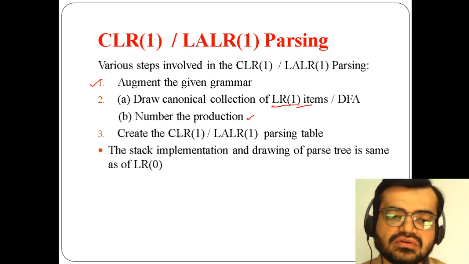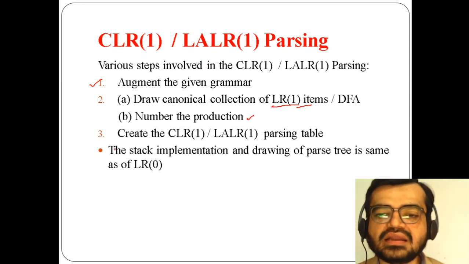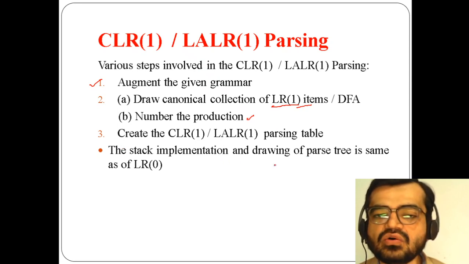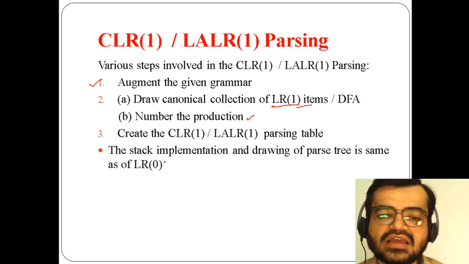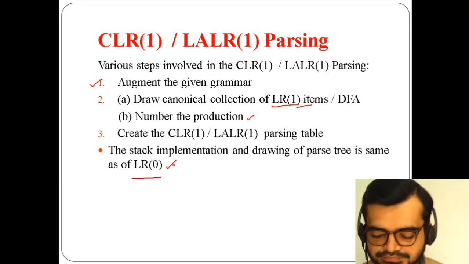If it is CLR, you need to create the CLR parsing table, and if it is LALR, you need to create the LALR parsing table. Some differences are there, we'll be discussing that. The remaining part is the stack implementation, and when the given string is accepted, you can draw the parse tree, exactly the same as we did for LR(0). So I'm not discussing these two parts because they are very similar to the first type which we have discussed in LR(0) items.